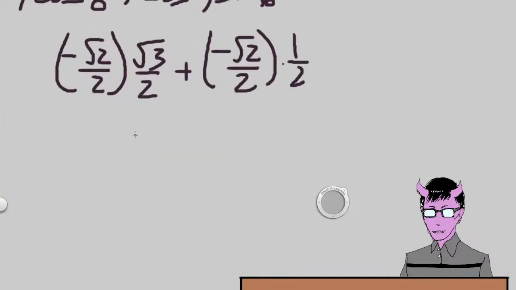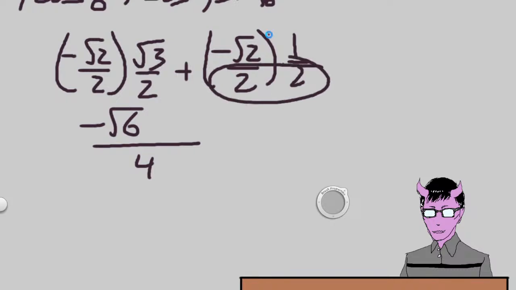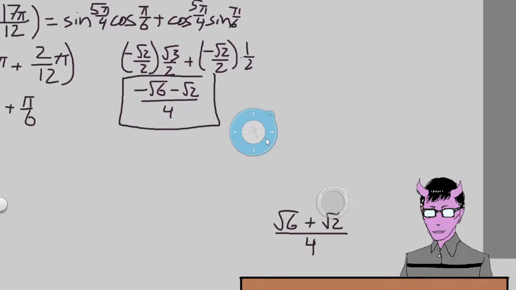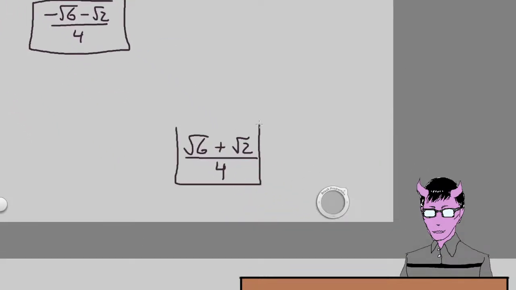Goodness. Alright, let's see. This is going to be negative root 6 over 4. And then this one is also denominator 4, so we can combine the top. Negative root 2. So that's a little jarring. We have this one, and then we have this one. So which of those is correct?